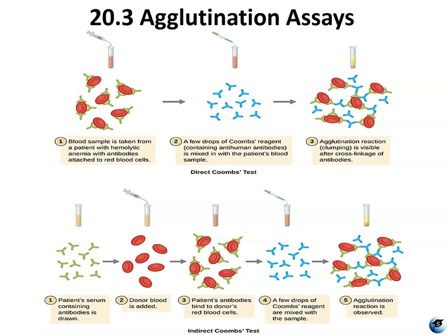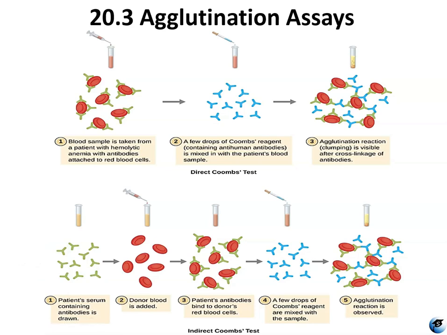The Coombs reagent contains anti-human antibodies, and that gets mixed in with the patient's blood sample. The third step, you have agglutination reactions that are visible. And then down here is another reiteration of the Coombs test.